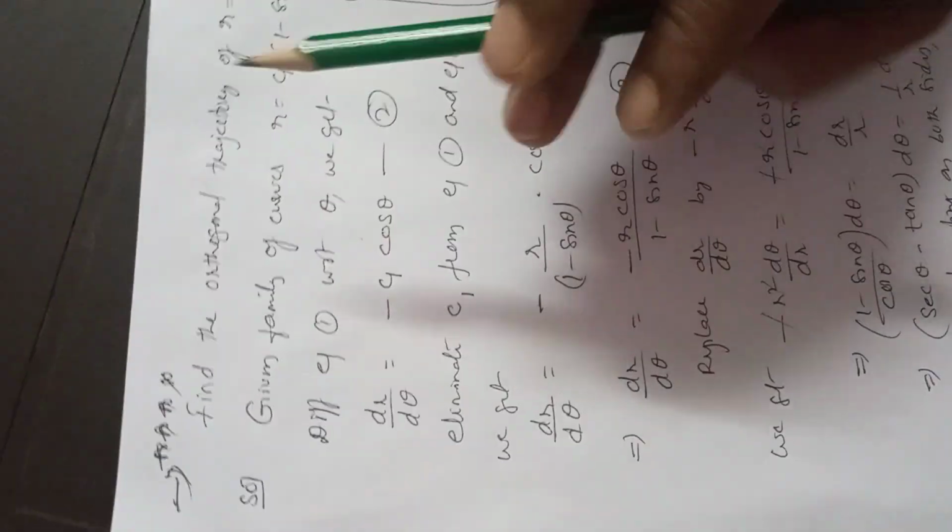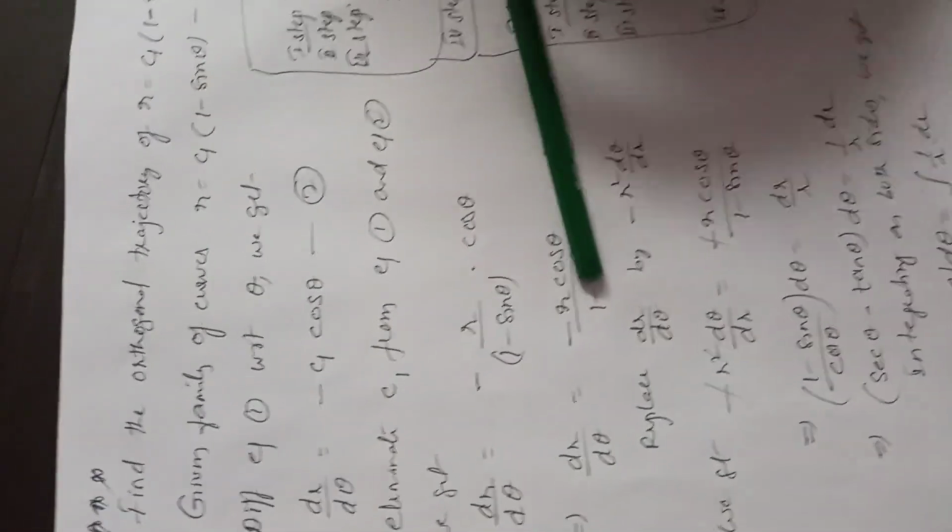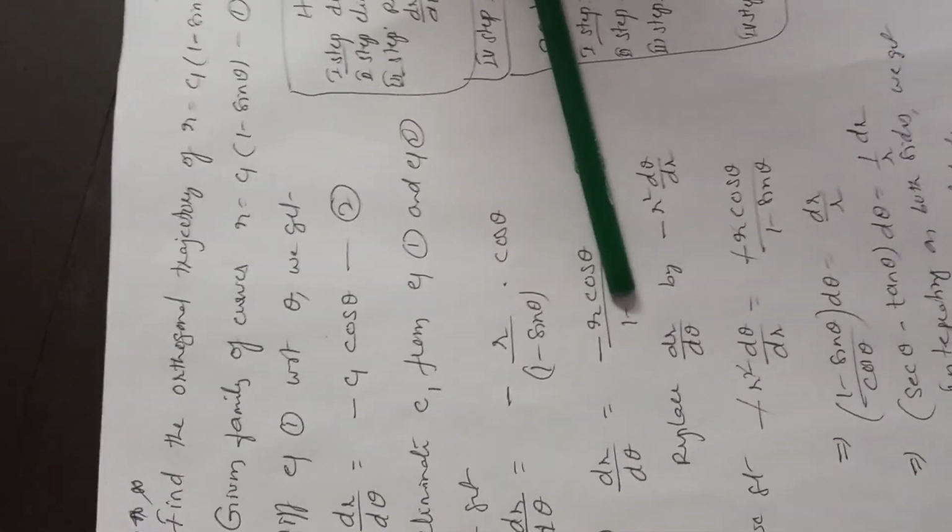See here, now find the orthogonal trajectories of r is equal to c1 into 1 minus sin theta. Here the given equation is not in Cartesian form. Cartesian form అంటే ఏంటి, x and y లలో ఉంటాయి. These are in polar coordinates. Polar coordinates అంటే ఏం steps రాసాను చూడండి.